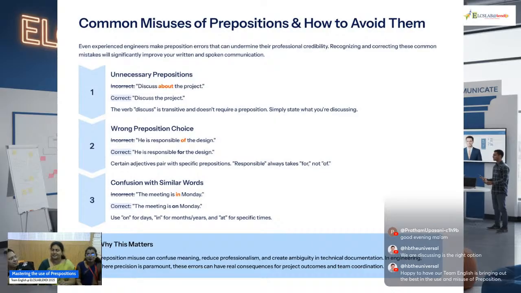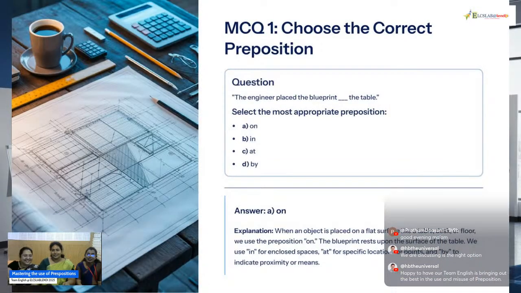Will you come and meet me in the morning or on the morning? So it is again the point into the discussion. It is not day, it is not month, it is not even time. It is the duration of the time. So we have to use in the morning, in the evening, not on morning, on evening, or even at morning, because it is not specific time. That's wrong. It is duration, so it must be in the morning. We are discussing the right option.